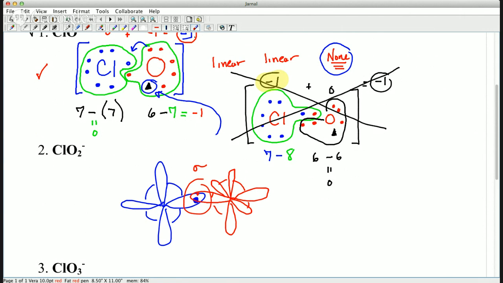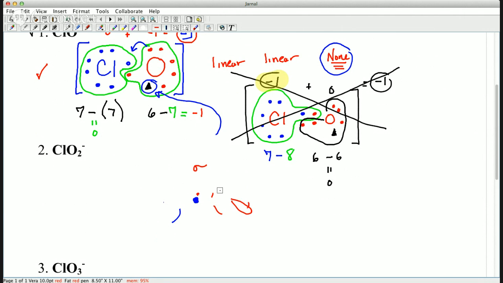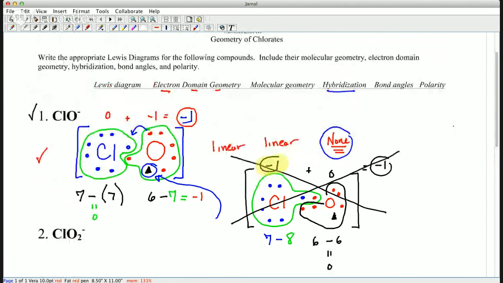Remember, hybridization is a theory to help us explain things we already know. We don't need it to explain here, okay? So it's not necessary. So no hybridization needed. These are 2 terminal bonds, so you can use unhybridized P's to do that. Bond angles are 180. And yes, this is polar.